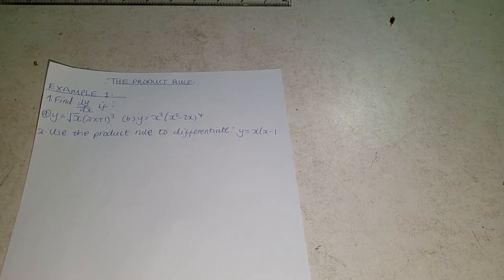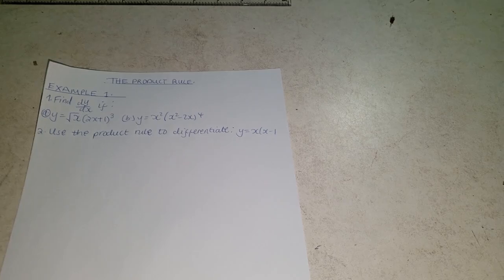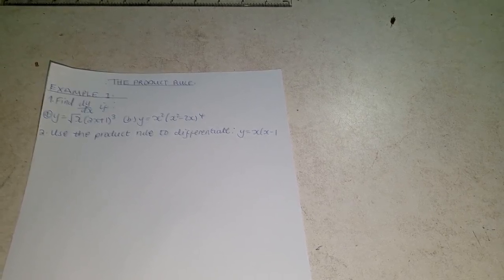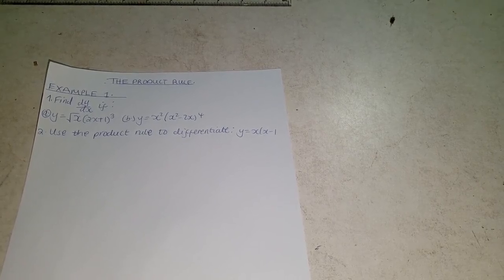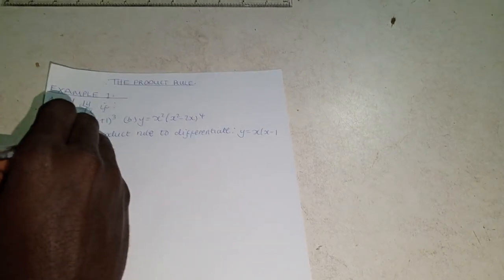And now we are continuing on calculus 1. This is the product rule. Example 1. We have two questions, number 1 and number 2. In this video, we are going to answer question 1, which reads, find dy/dx if a, y is equal to square root of x multiplied by (2x + 1) raised to the power of 3. B, y is equal to x squared multiplied by (x squared minus 2x) raised to the power 4. So we are just simply going to write solution.